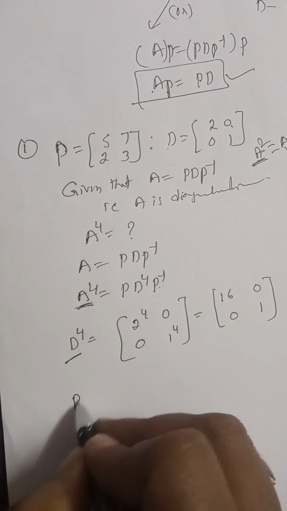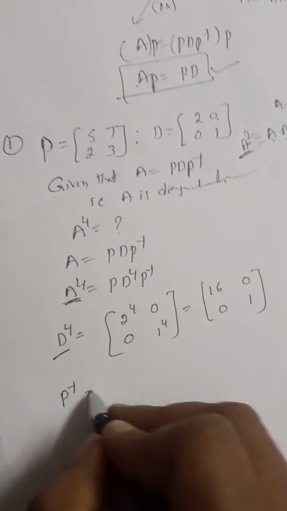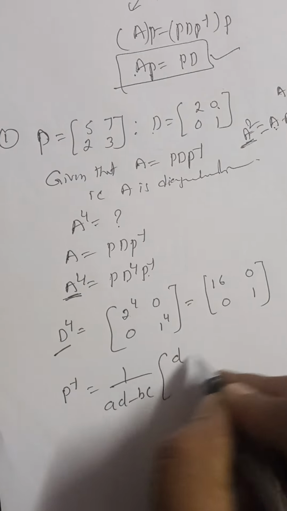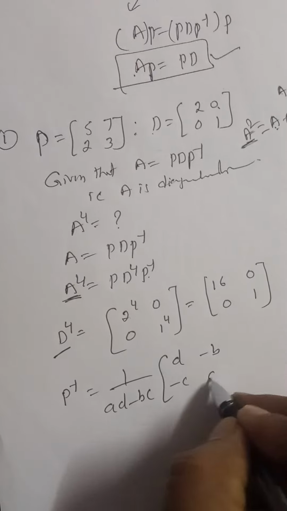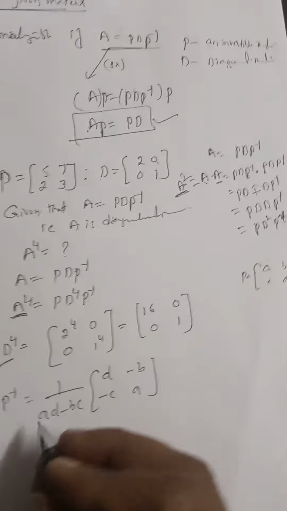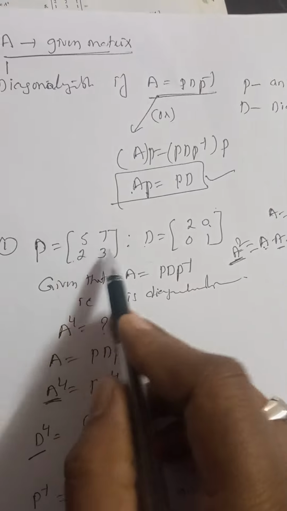Next we need to find P inverse. What is the P inverse formula? Inverse of a matrix is 1 by AD minus BC, times D, minus B, minus C, A. Suppose P is equal to A, B, C, D, then we have to write it like this. Okay? Now we know P. What is P? 5, 7, 2, 3.